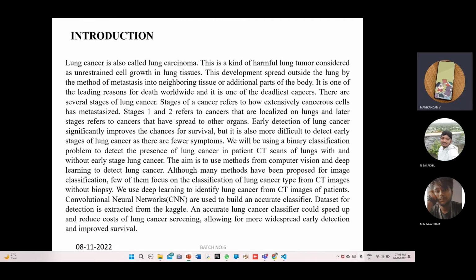Introduction. Lung cancer is one of the harmful diseases which spreads fast in the human body, and it consists of many stages like stage 1, stage 2. So we need some detection methodologies to detect and cure it. So we have done this project, and in this project we are using the CNN algorithm, and our data sets are from Kaggle, and our data sets are DICOM files.